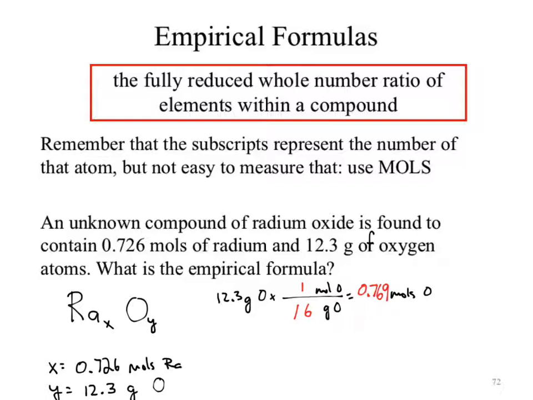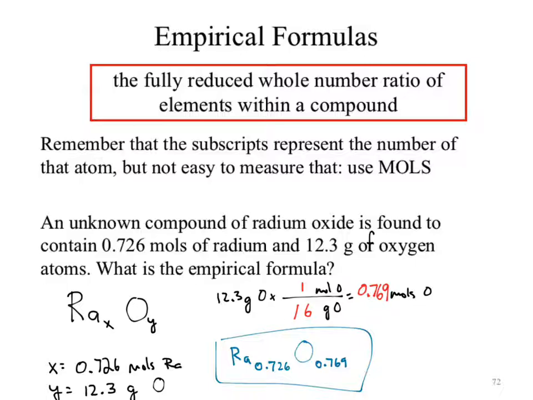The answer that I should go through and write then for this whole kit and caboodle would be radium 0.726, oxygen 0.769. And that is now my answer. Have we ever done that before? No. What is the empirical formula?